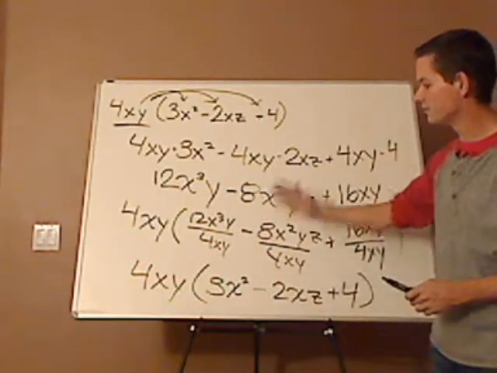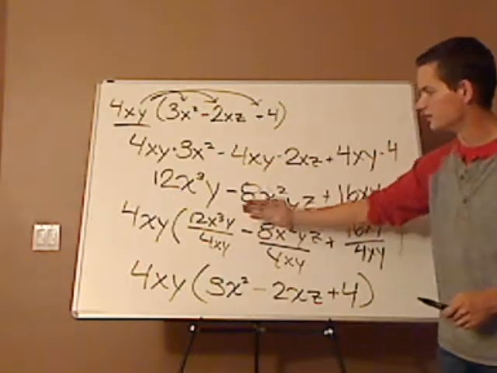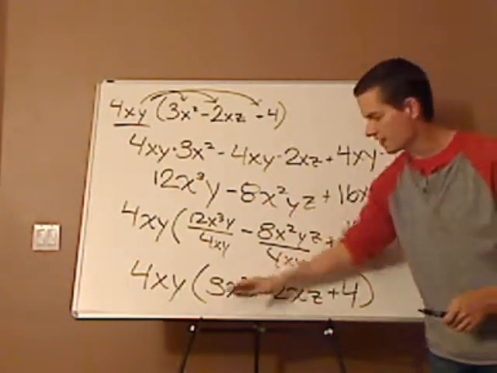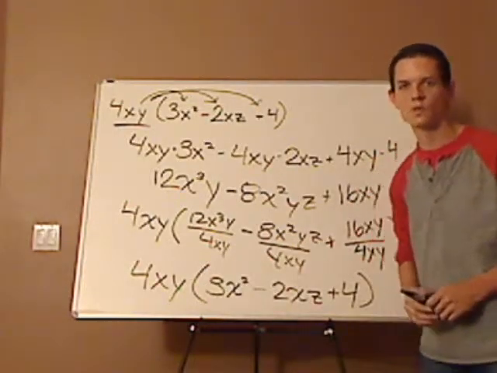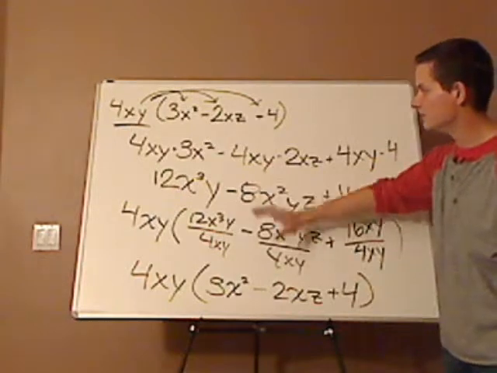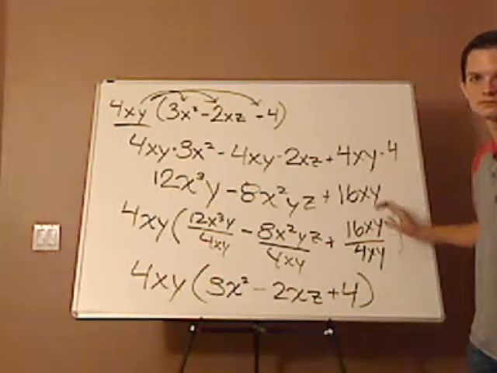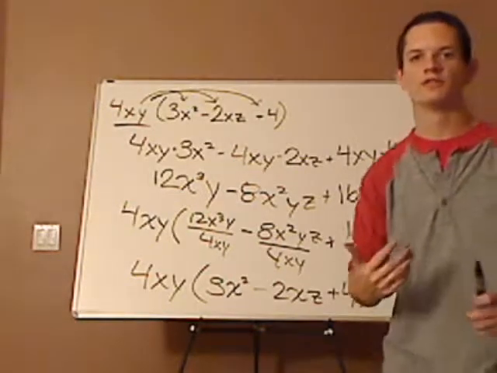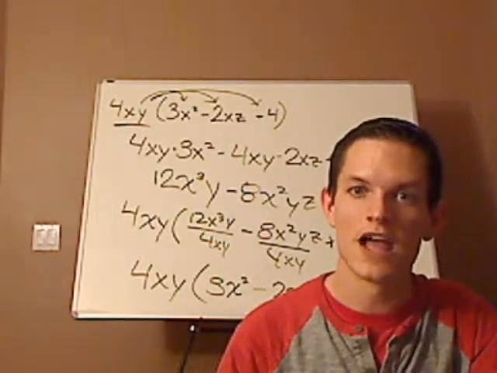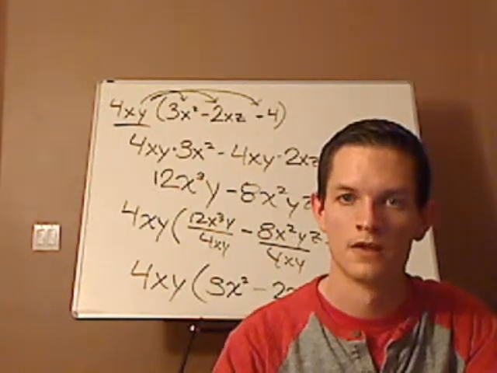Now, you can do the opposite. If you're told to do GCF, you pull out the 4xy, what you can do is then distribute. You should be back to what you started with, which is this over here. And that'll serve as a way to check yourself to see if you actually get the right solution. So that's it.